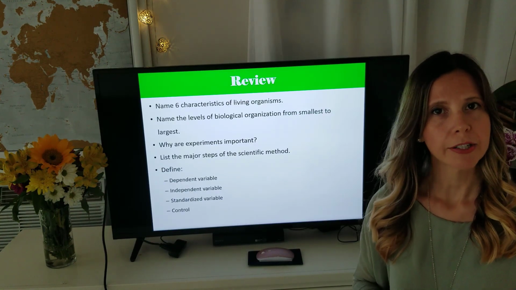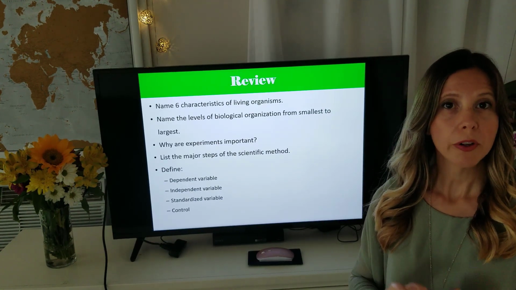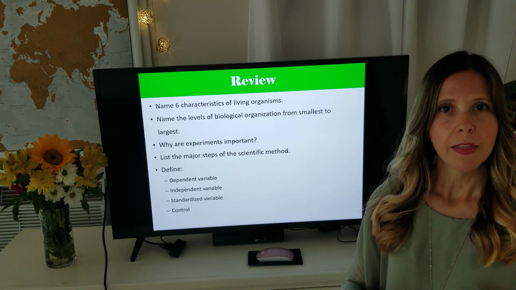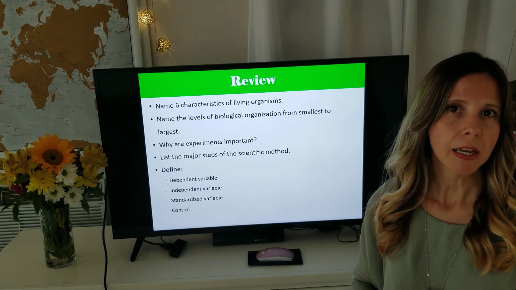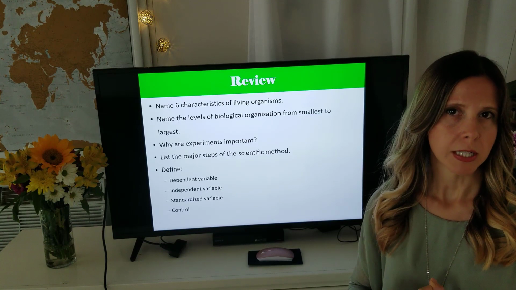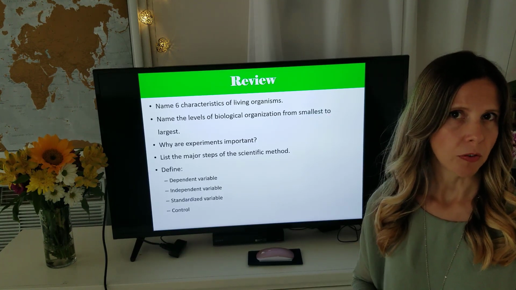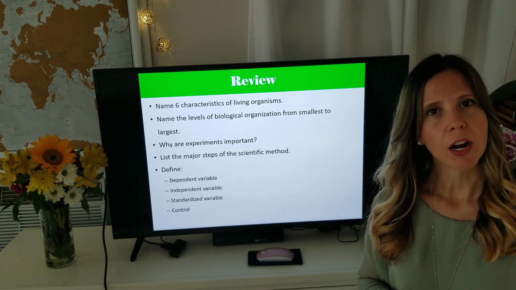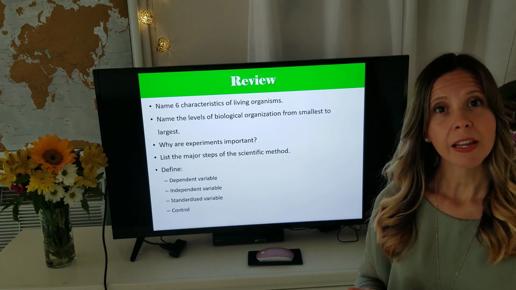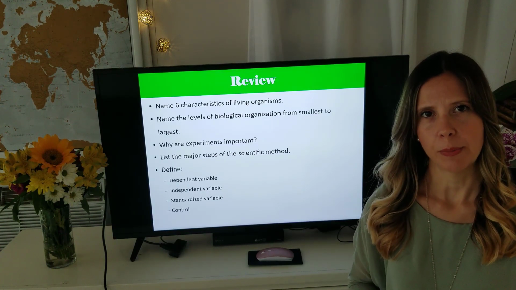Firstly, what are 6 characteristics of living organisms? Well, they're composed of 1 or more cells. They reproduce using DNA. They're capable of homeostasis. They're capable of evolving. They are able to sense their environment and respond to it, and they need to obtain their energy from their environment.